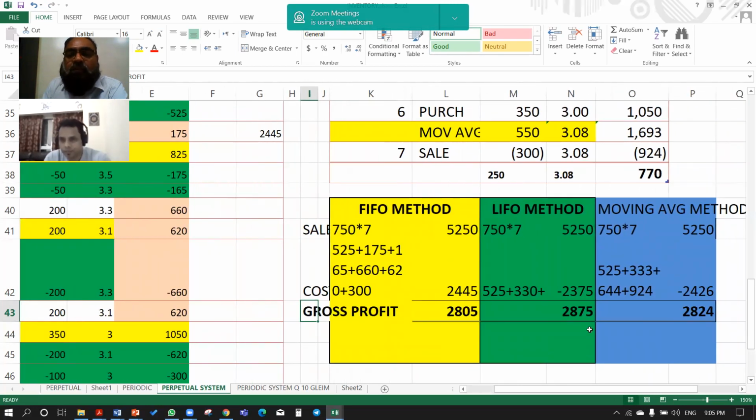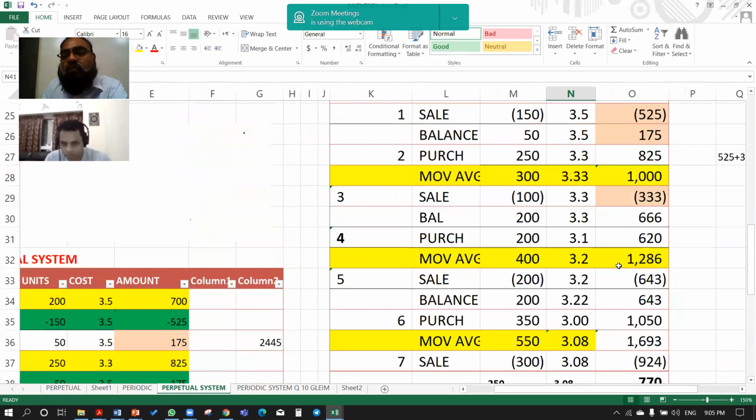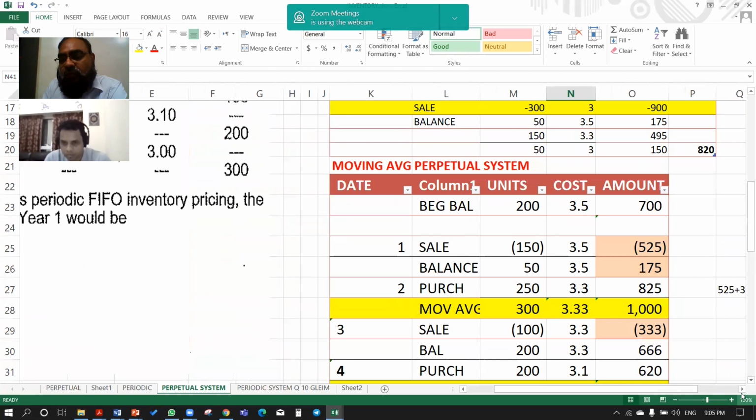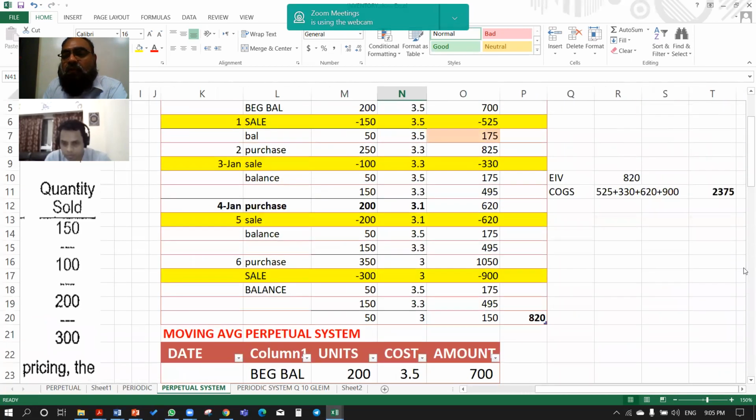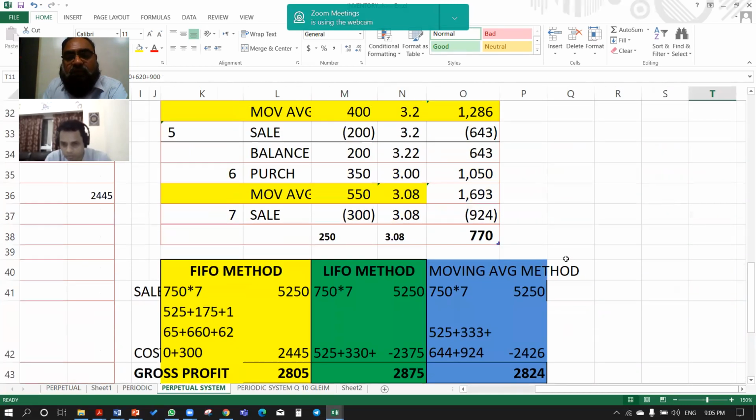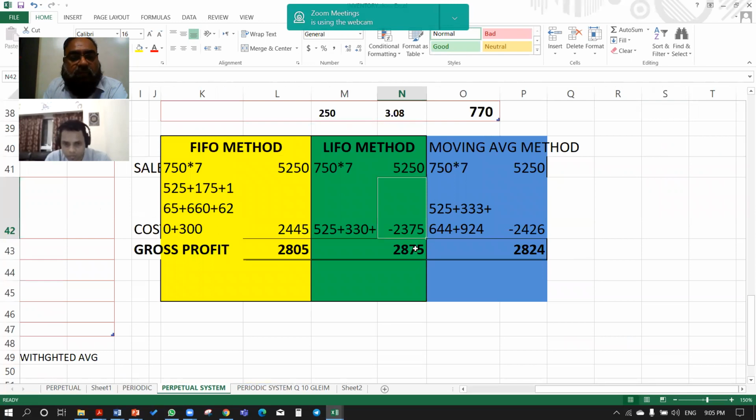What about the LIFO method? Sales will be the same, right? Let's check the cost of goods sold. How much did we calculate earlier as our cost of goods sold? We calculated 2375, right? So 5250 minus 2375 will be our gross profit, 2875.